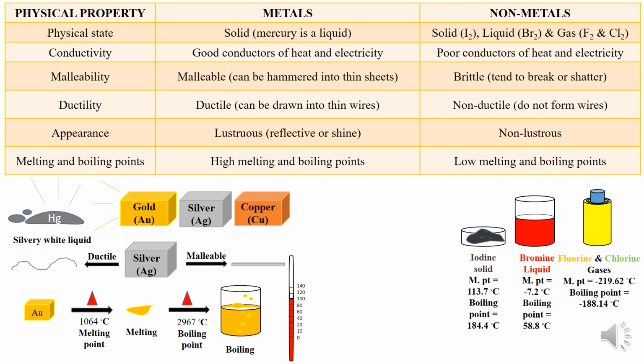They are non-lustrous, non-ductile, that is to say, they do not form wires, and they are brittle in nature, and non-metals tend to break or shatter. Non-metals are poor conductors of heat and electricity. Now, what about metals? Metals are good conductors of heat and electricity.